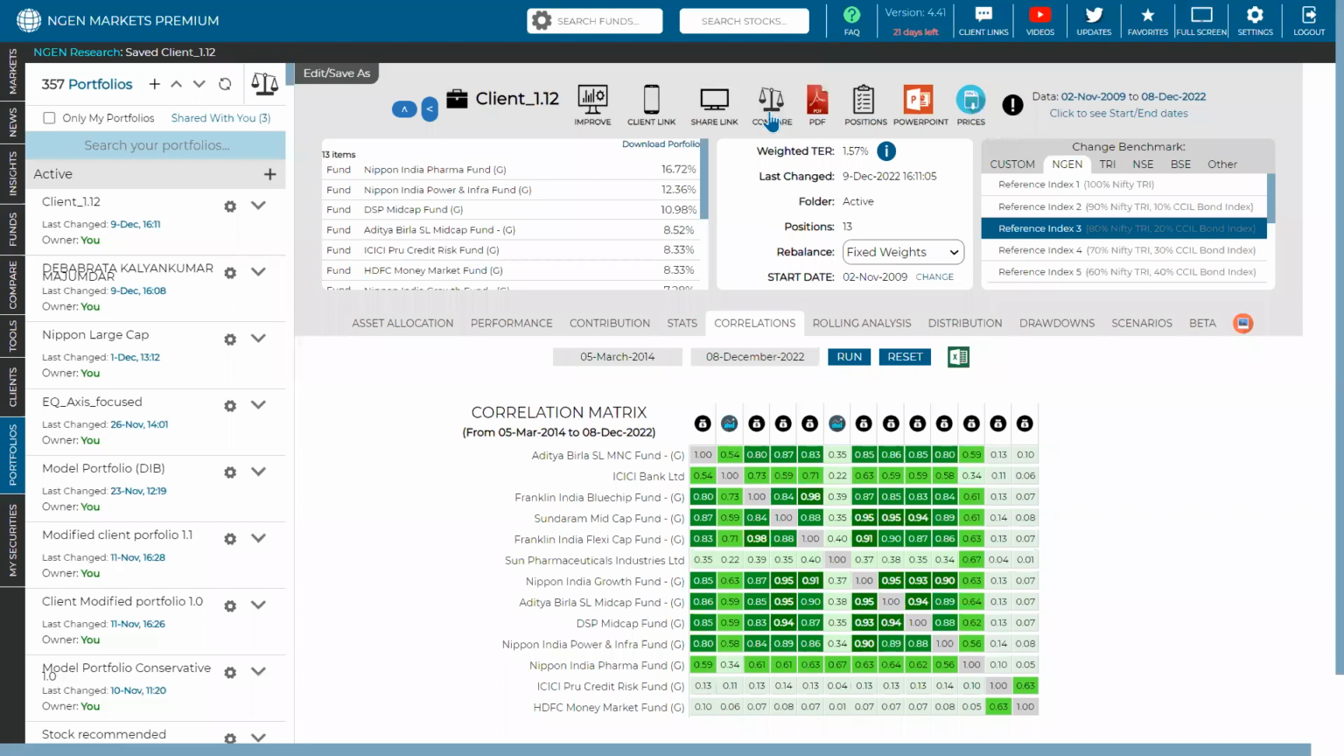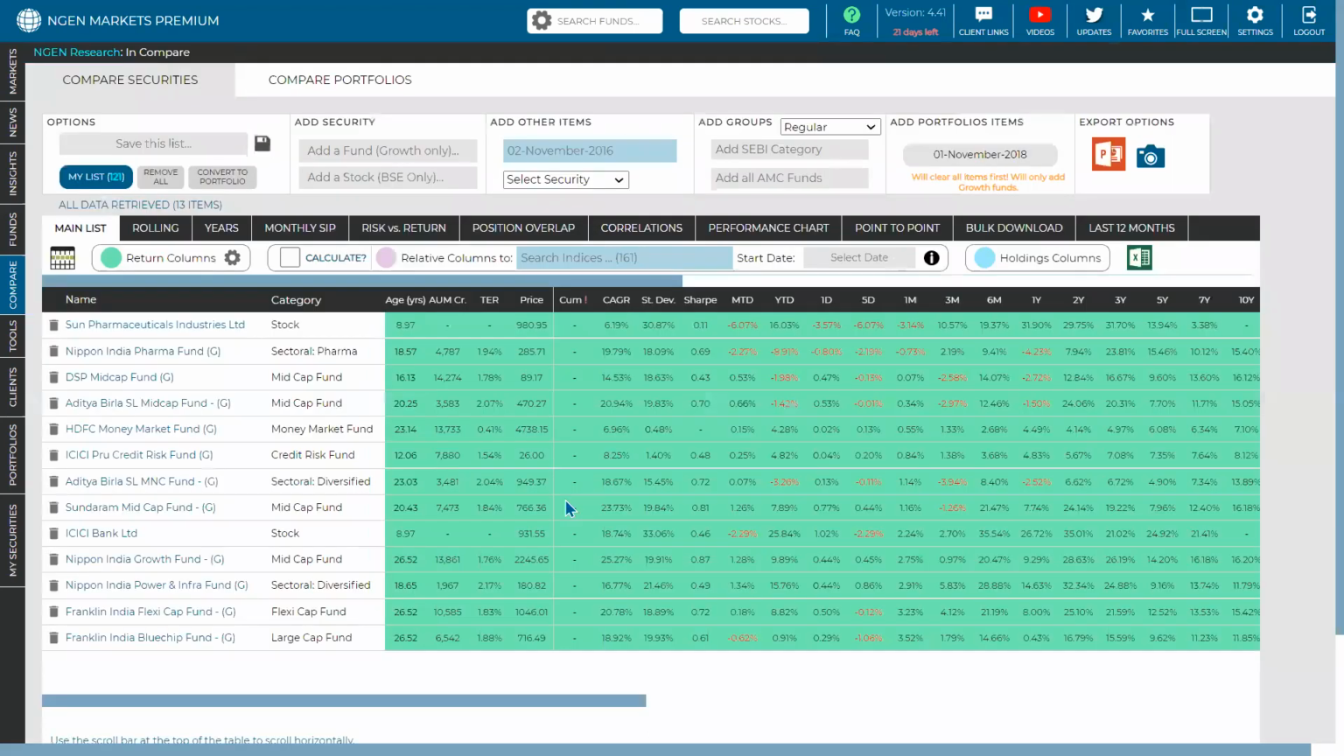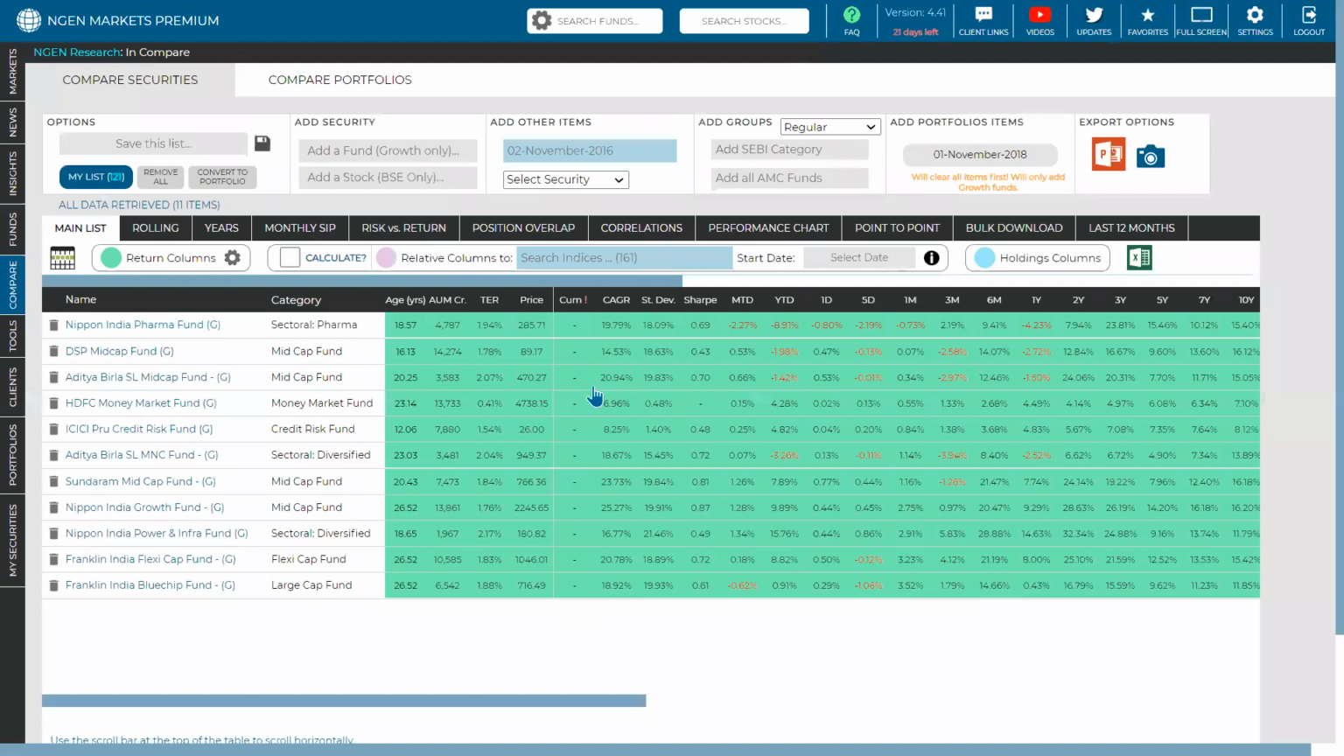Once you click on this compare button, you can see all the securities which were there in the portfolio get added into the compare section. Now, the compare section is very robust, as everybody knows here. So here I'm just going to delete the stocks exposure and we are just going to compare only the mutual funds. And once we check the positional overlap, you will see the positional overlap between the funds.